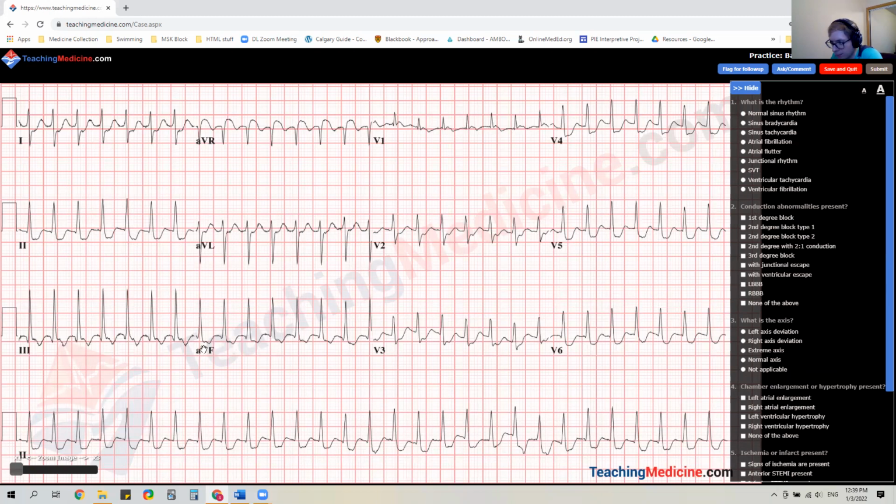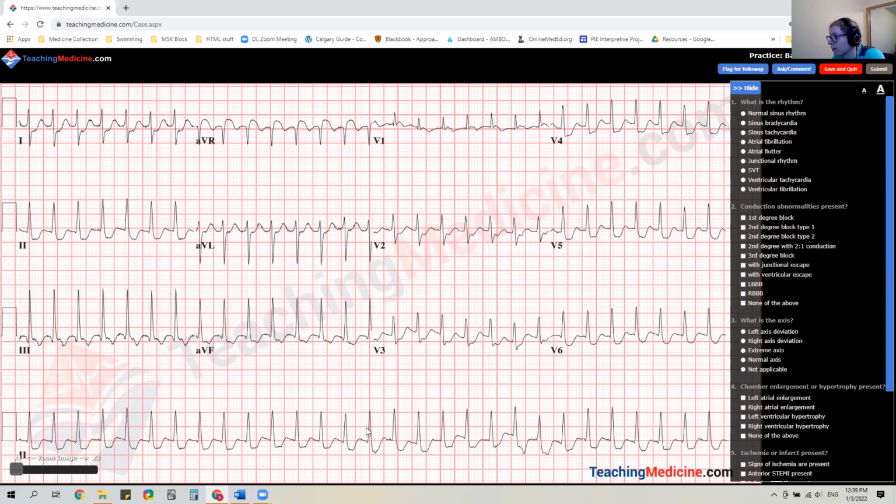it looks like we have some retrograde P waves in here. There's one there, it looks like there might be one there, and one there. So I'm thinking AVRT or AVNRT. Intervals: the PR is completely abnormal if those P waves are retrograde, so there's no PR.